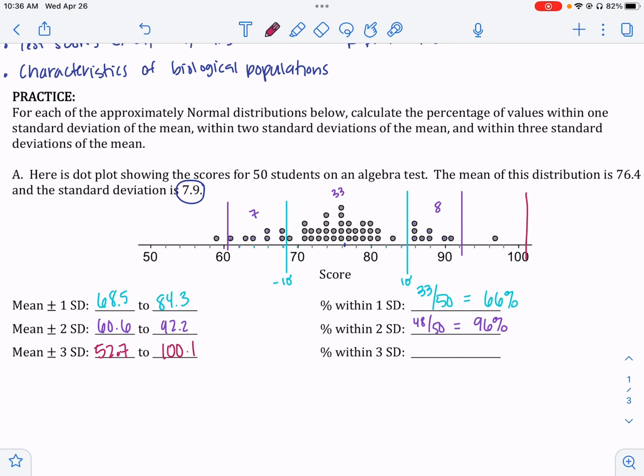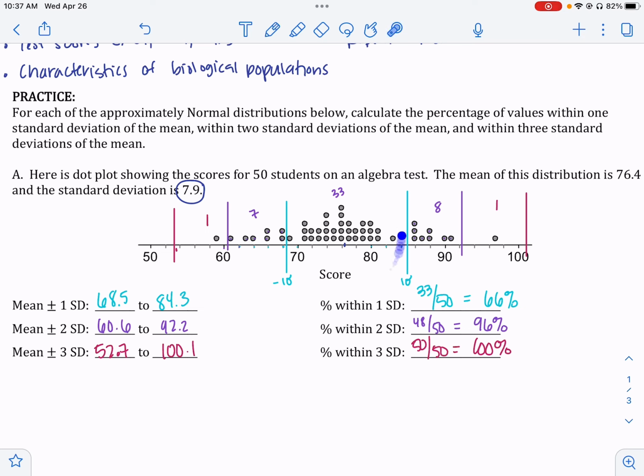So I can come in and I can find those. Well, 100 is obviously a little bit above here, and I have 1 in this guy. And then 52.7 is going to be right around here, and I have 1 person here. So if I now look from this pink line all the way to this pink line, all of my data falls within that category. And for data that's approximately normal, that's going to happen a lot, that all of your data is going to fall within 3 standard deviations of the mean.